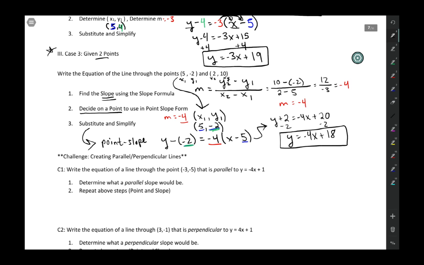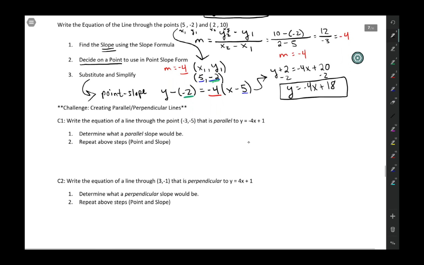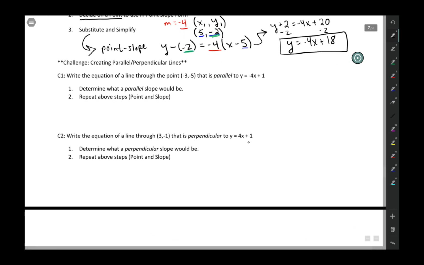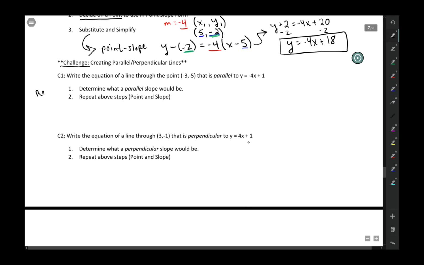Okay, going on from here. So those are challenging. They look challenging, but don't let them fool you. They're really easy when you think about it. Really easy, I promise.